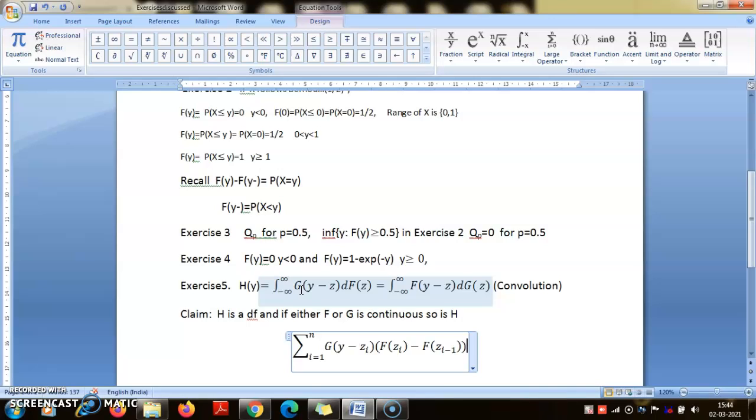Also g is monotonic, because if you take y1 and y2, then g(y1 minus z) will be less than or equal to g(y2 minus z) for every z. So therefore the monotonicity will also be preserved. In this way you can verify, and then you can prove that this is a right continuous function.